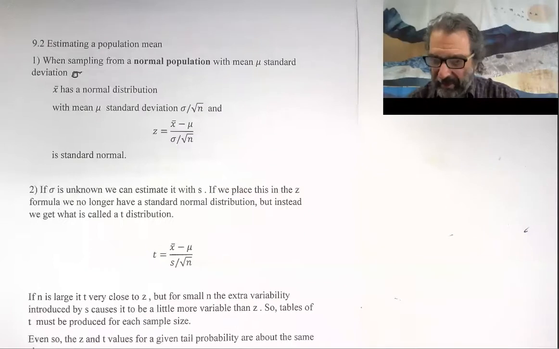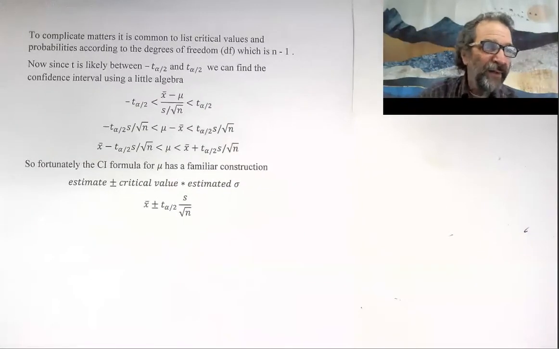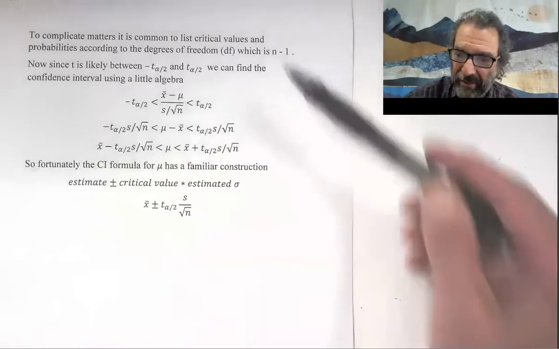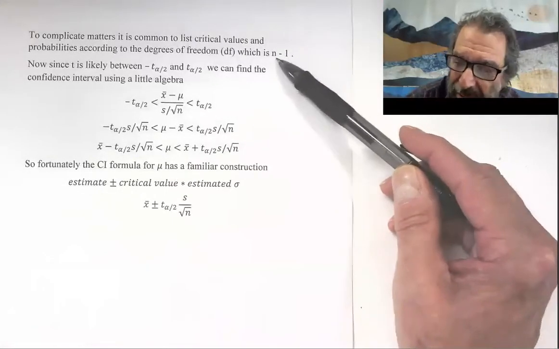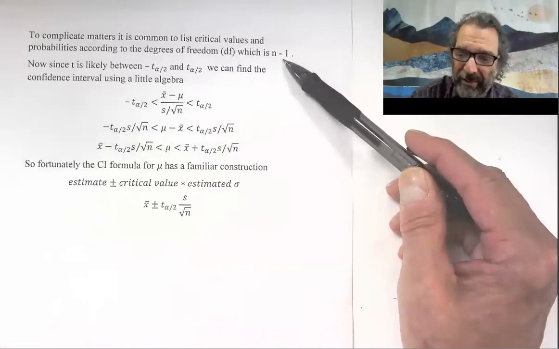Okay, so to complicate matters, it's common to list critical values and probabilities according to degrees of freedom, which is n minus 1. So we're going to use critical values for T, but we have to use critical values based on the degrees of freedom. That's just historically the way people look at T tables.